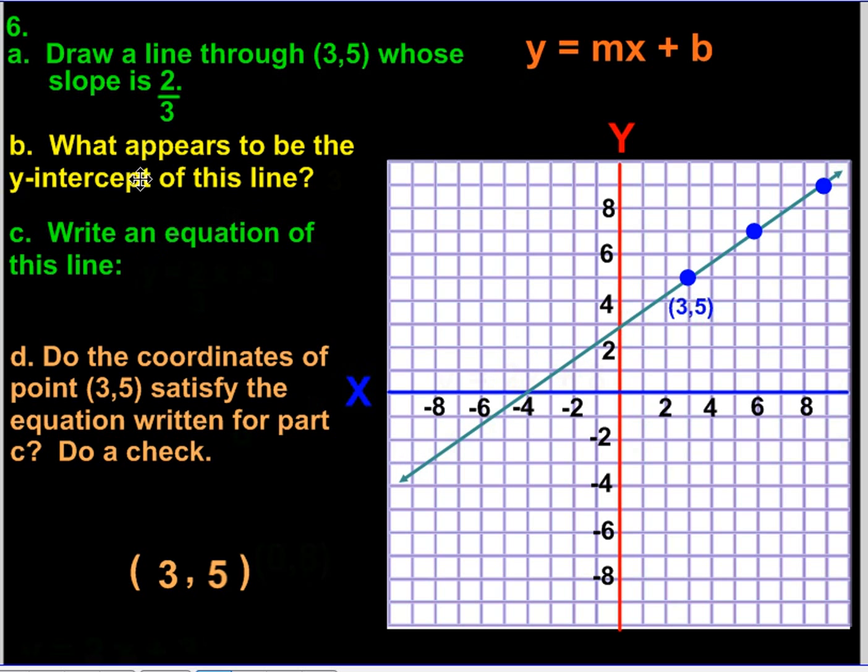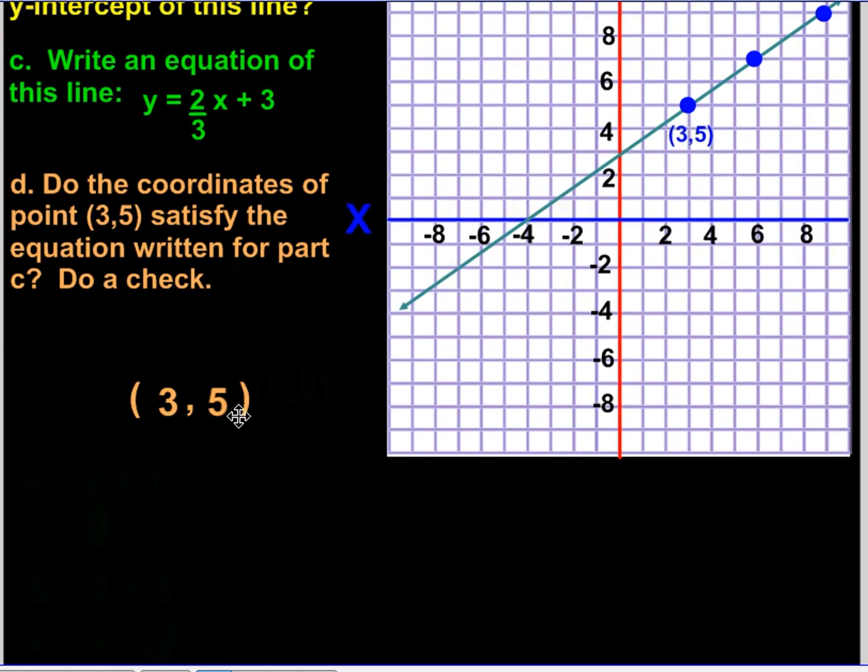So based on this information, I need to write an equation for this line, and I have y equals 2/3 x plus 3. And I then am asked, do the coordinates of point 3, 5 satisfy the equation? Do a check. So there's my points, my coordinate 3, 5.